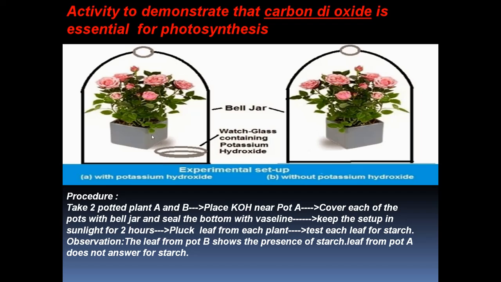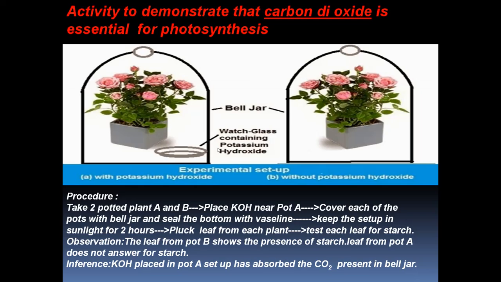After 2 hours, we have to pluck a leaf from each pot and test the leaf for starch, just as you have done for the previous activity. So if we want to test the leaf for starch, we should use the iodine solution. Can you guess which pot's leaf would have answered for starch? Yes.